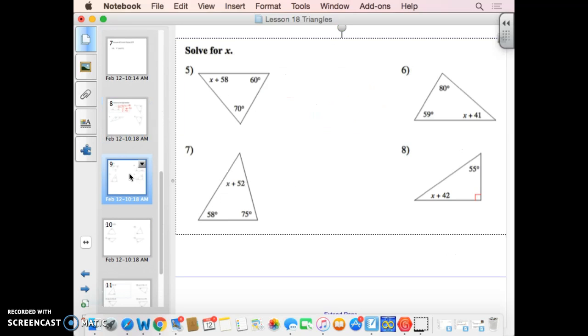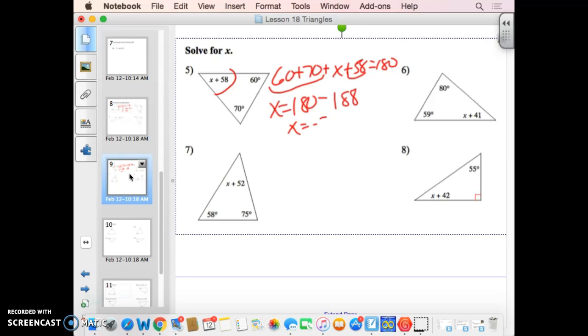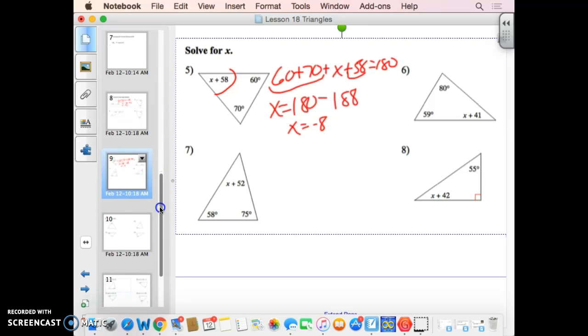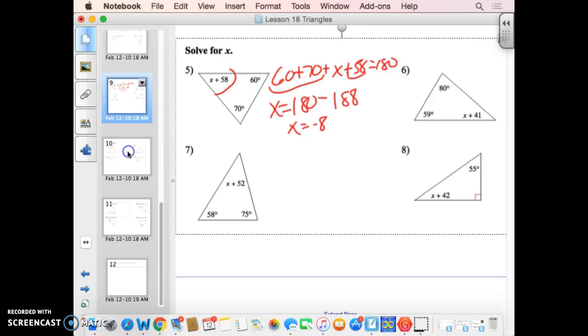Let's do another example. This one here, again, now we've got a variable, but 60 plus 70 plus x plus 58 is going to equal 180. So you combine your like terms. So x is going to equal 180 minus those three together, which is, I think, 188. So x is actually negative 8, which is fine. It can be negative. And then you're going to set up the rest of those like that.